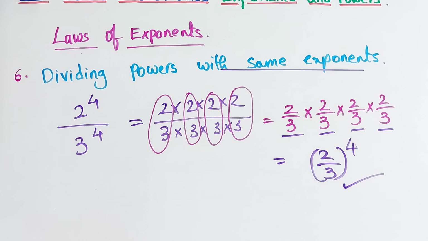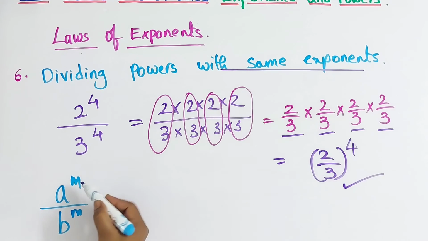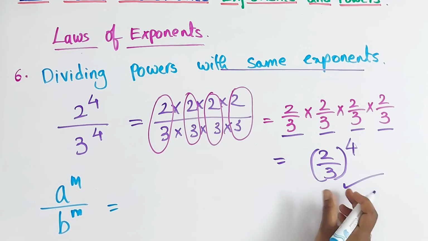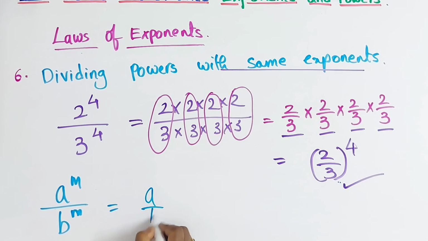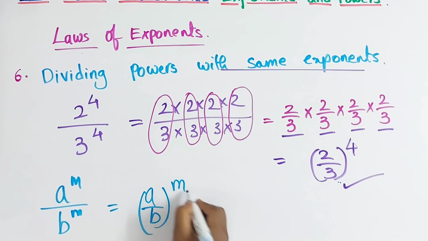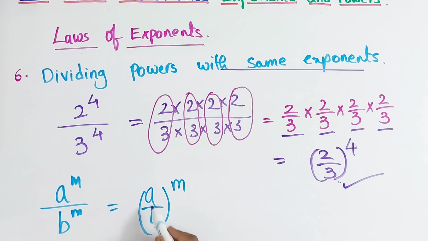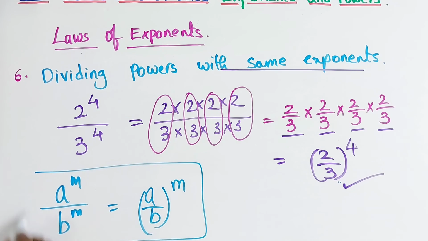Now we will write the general representation of this formula. A raised to the power of m divided by b raised to the power of m, because same exponents. So here m and m are same exponents, right? So this is equal to 2 by 3 in the answer. That means a divided by b whole to the power of m. Here also m, here also m. So you can apply whole to the power of m at a time. Right, children? So a power m divided by b power m equals a by b whole power of m.